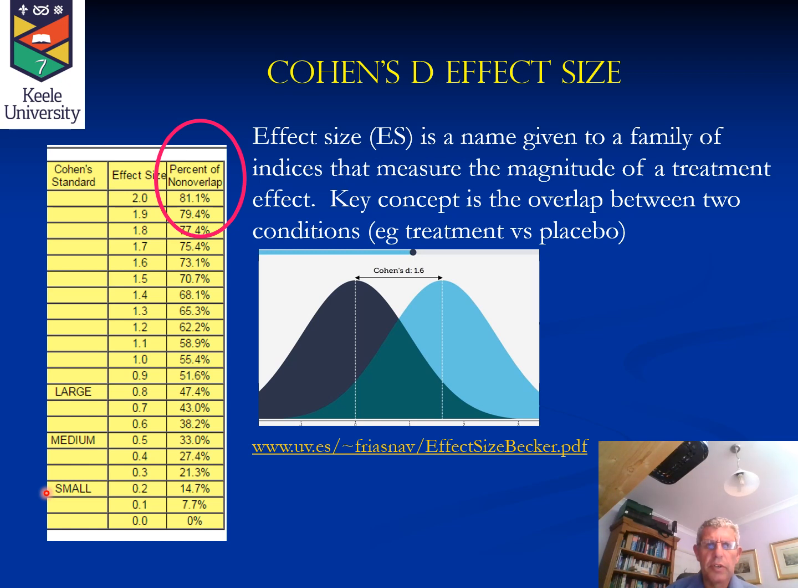the percentage of non-overlap is very low, or in other words, the percentage of overlap is very high. So for example, in this example here, you can see that there's quite a lot of overlap between the two distributions. So the effect size is just another way of conceptualizing the difference between two groups in terms of some outcome measure.